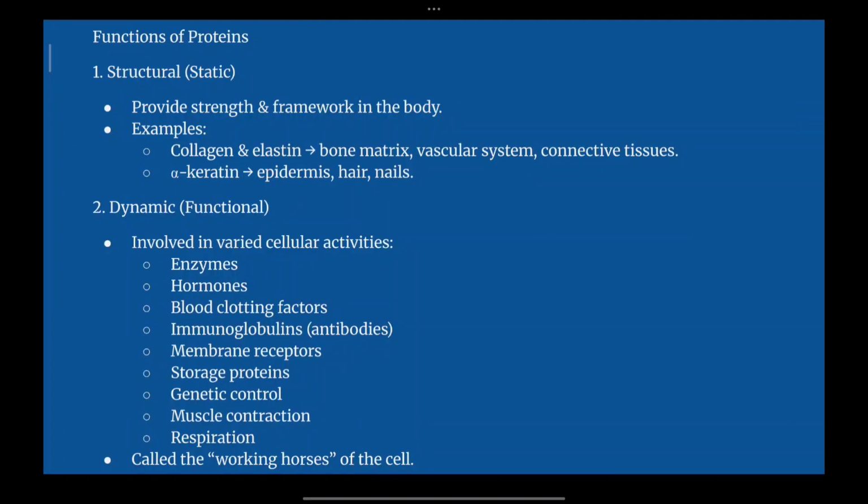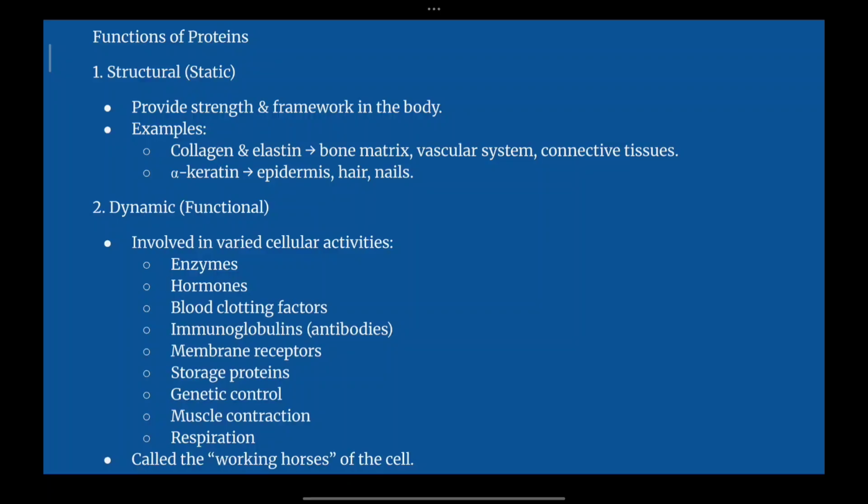Now the function of the proteins is the final topic of today. So this is essential to understand why proteins are essential for a human body or any other organism that is present on the earth. The functions can be further classified based upon the structure. Now the static proteins are required to maintain the strength and the framework in the body. Some examples are collagen and elastin, which are important to maintain the bone matrix, the vascular system and the connective tissue. Alpha keratin gives epidermis, hairs and nails structure and strength, as well as framework.